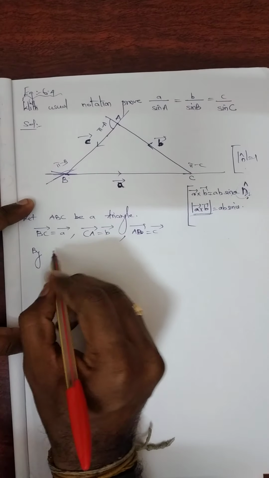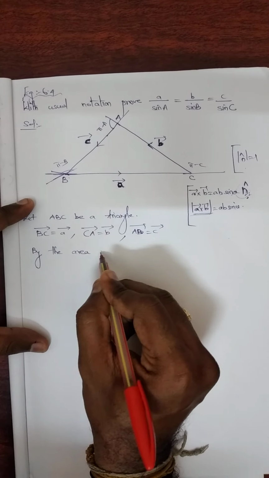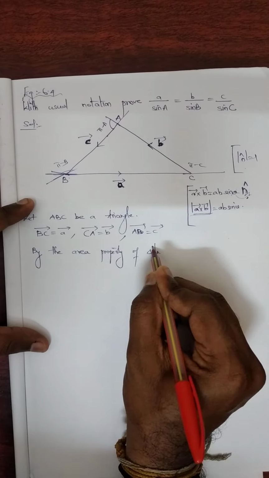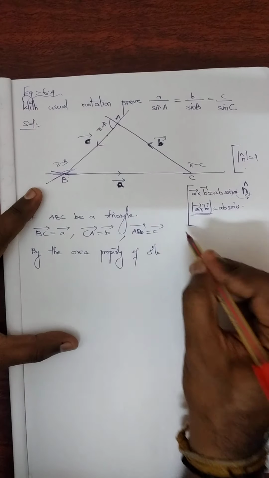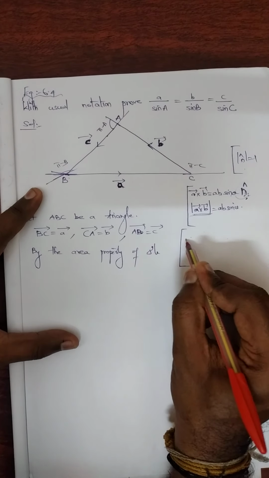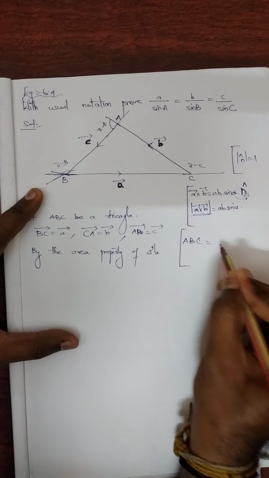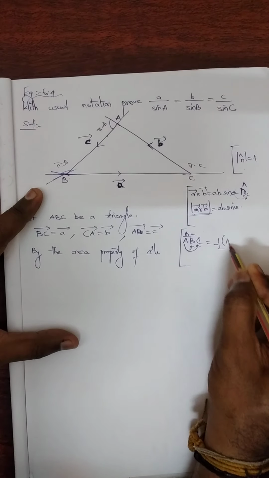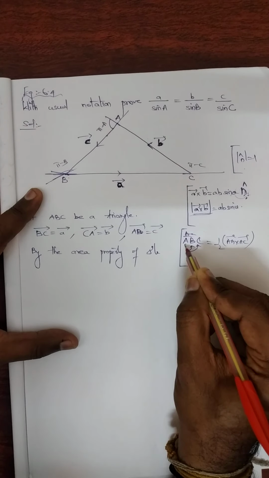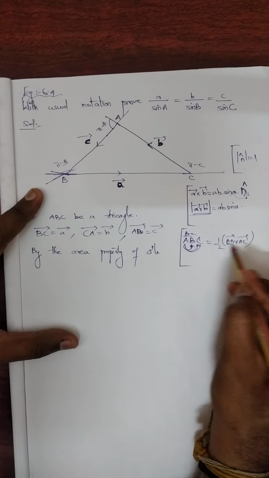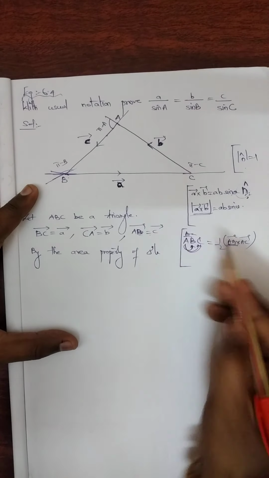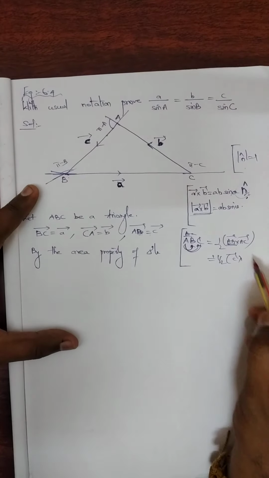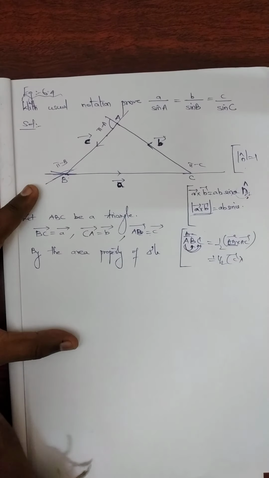By the area property of a triangle, you have learned area of triangle ABC is 1 by 2 AB vector cross AC vector. This formula you studied. What is AB vector? AB vector is nothing but C vector, so 1 by 2 C vector cross, and like that AC vector is B vector, so I can write B vector.